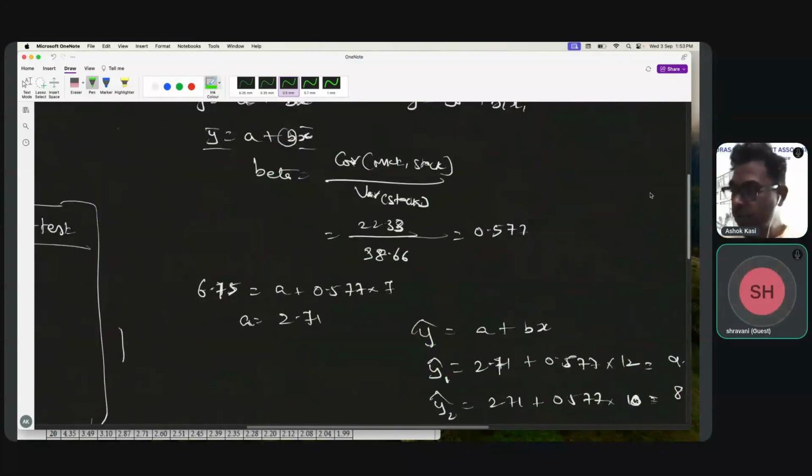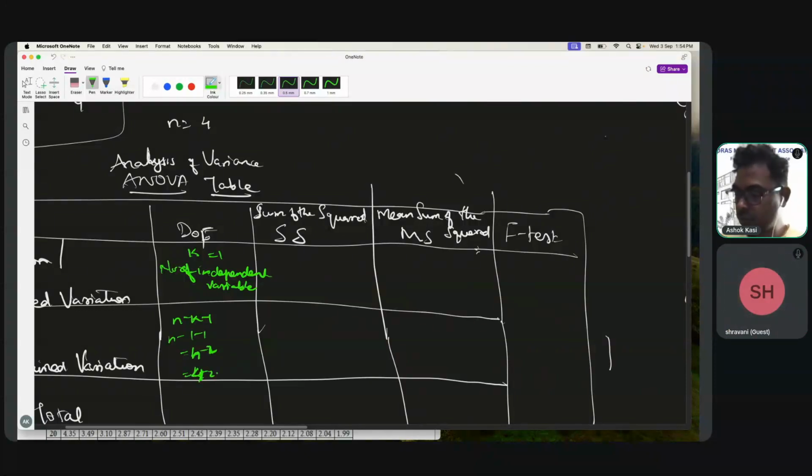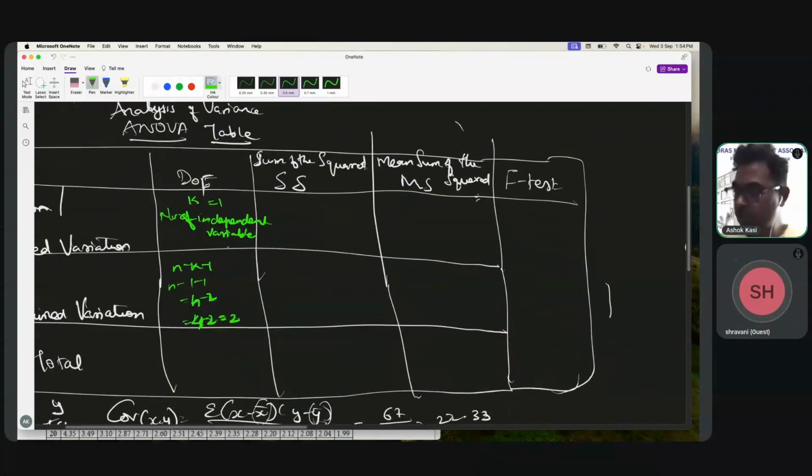Okay. So now we have to just plug in the number. Degree of freedom is always k. For level 1, it is always equal to 1. K means number of independent variables. So for level 1, there will be only one variable. Then this is n minus k minus 1. That means n minus 1 minus 1. So therefore, it will always be n minus 2. So in our case, it is 4 minus 2 equal to 2. Okay. Then this is 1 and 2, equal to 3.